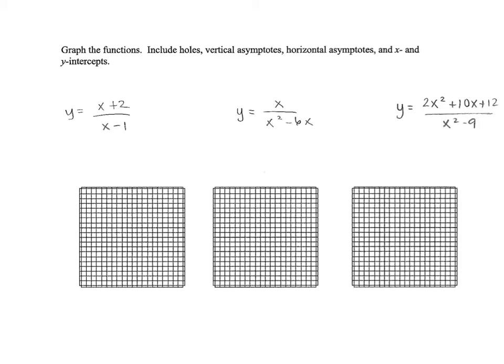Now graph the functions, including holes, vertical asymptotes, horizontal asymptotes, and x- and y-intercepts. Okay, so first let's see if we can factor this to figure out our holes. And we can't factor it, so my vertical asymptote is going to be at x equals 1. So I can already kind of graph. This is not going to be a straight line. I can already graph my vertical asymptote at x equals 1.